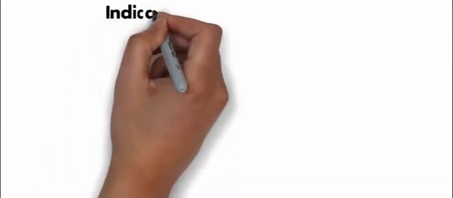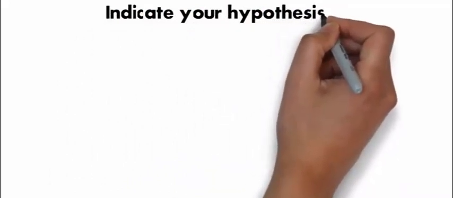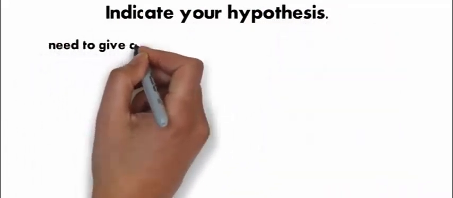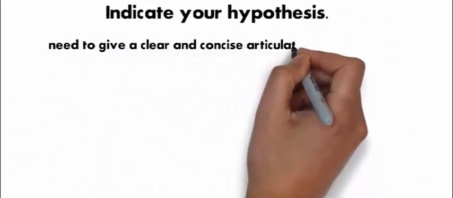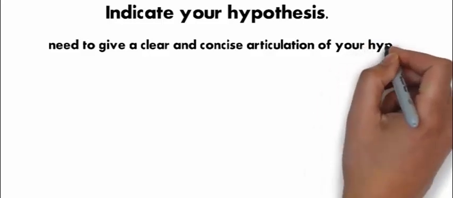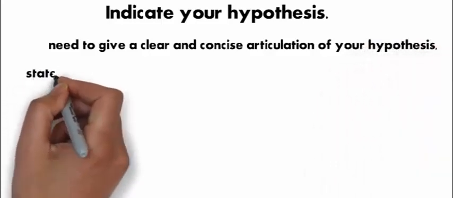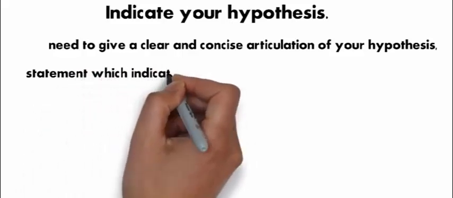Indicate your hypothesis. After you have specified your research questions, you need to give a clear and concise articulation of your hypothesis, or your thesis statement. This is a statement which indicates your essay will make a specific contribution and have a clear result rather than just covering a broader topic.